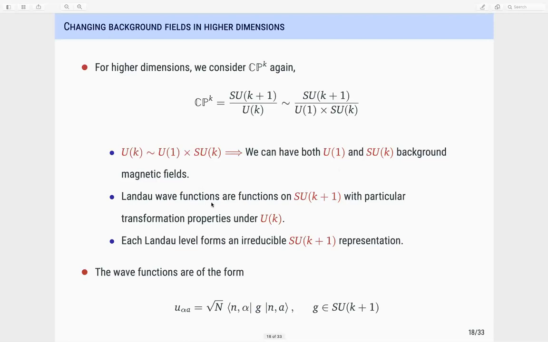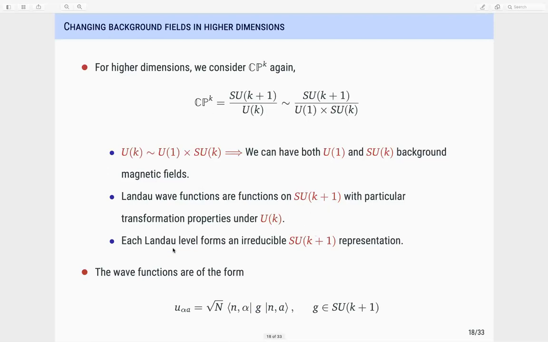And what are the wave functions? Similar to what we did for the sphere, there will be functions on SU(k+1), modulo certain well-defined transformation properties under U(k). Similar to how we chose the right state with the R3 value, depending on the choice of the background, I have to fix the U(k) transformation property. Put another way, these wave functions will be sections of a U(k) bundle over CP^k, and I can think of it that way as well.